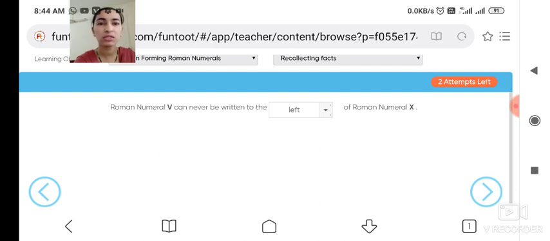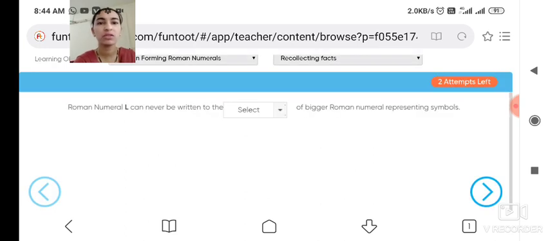Okay students, understand the question. Roman numeral V can never be written to the left side of Roman numeral X because it doesn't have any value. Okay students, let's take one more example.